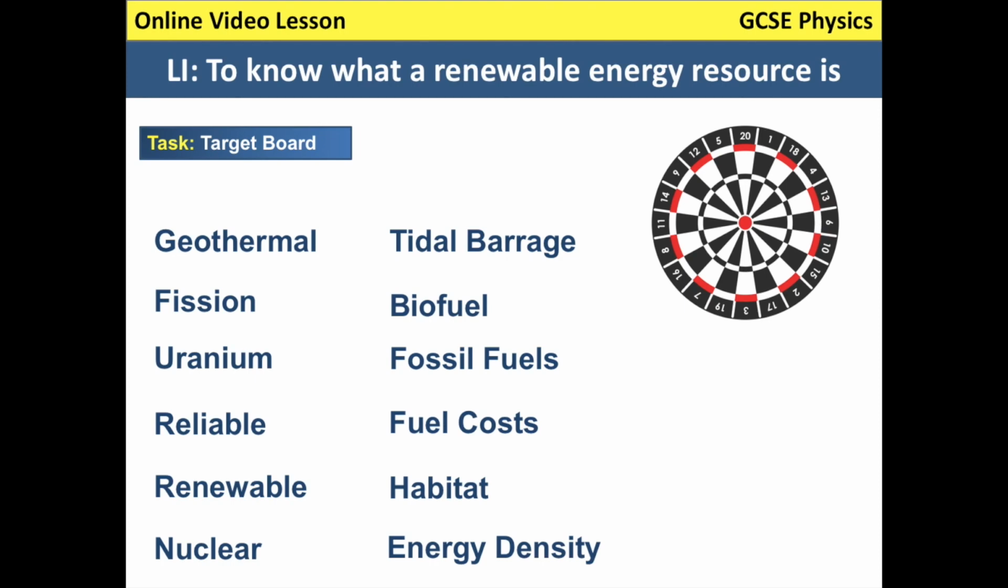Okay, so now that you've had a go at doing that, I'm just going to provide you with some examples of things that you could have said. You could have said, for example, that biofuel and tidal barrages are renewable sources of energy, and that would have included 3 words: biofuel, tidal barrage, and renewable. You could also have said instead that nuclear power stations or nuclear fuel, which is uranium, has a high energy density. That again gets 3 words in there.